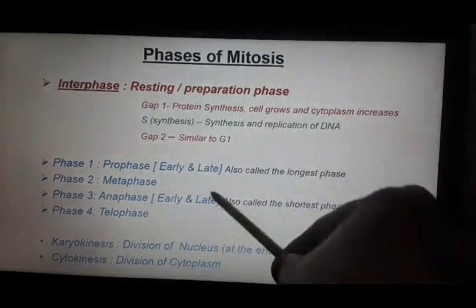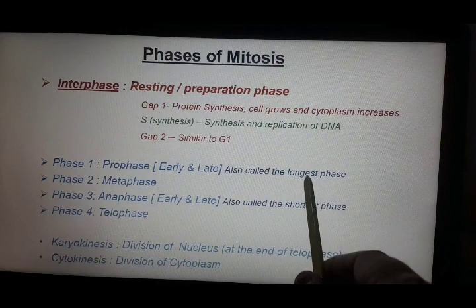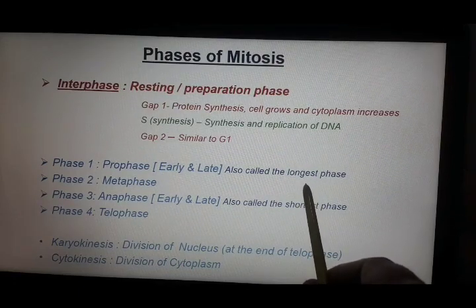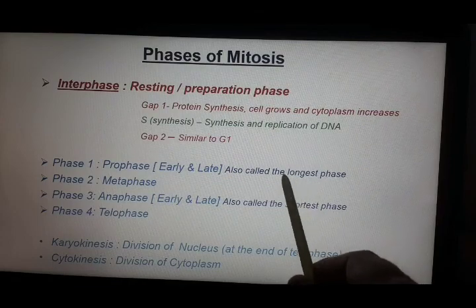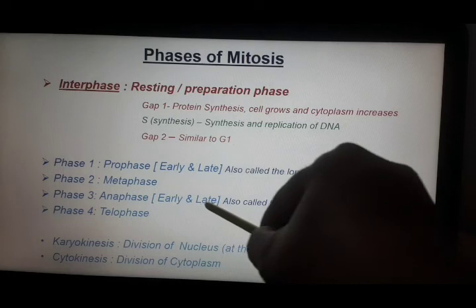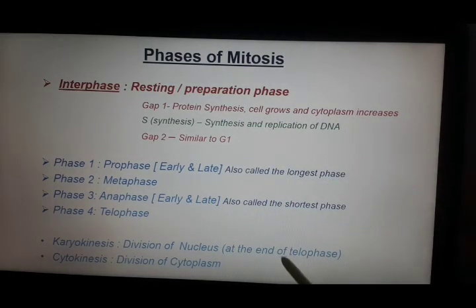Out of these 4 phases, I have mentioned here specifically because this is another important question in boards, that which is the longest phase of mitotic cell division. In that case, you must understand prophase is the longest phase and anaphase is the shortest phase of cell division.